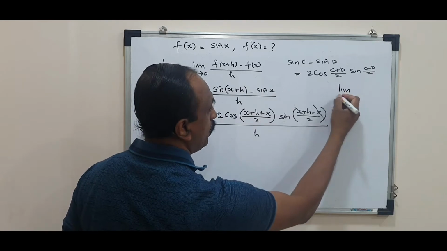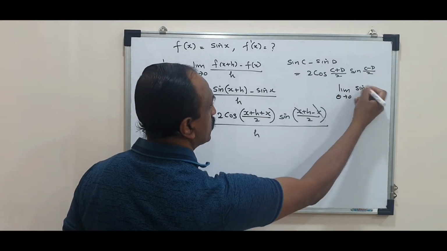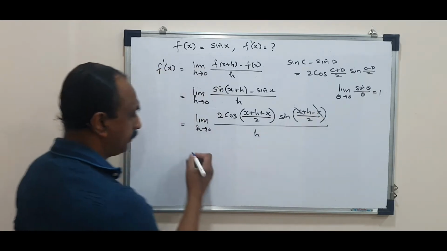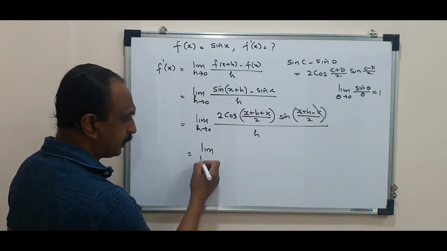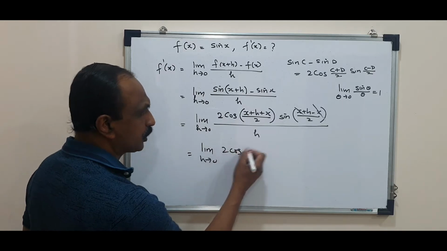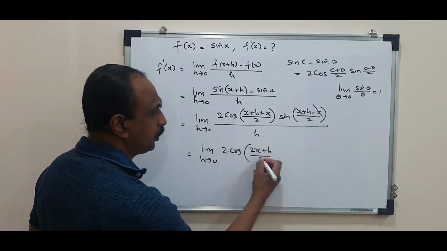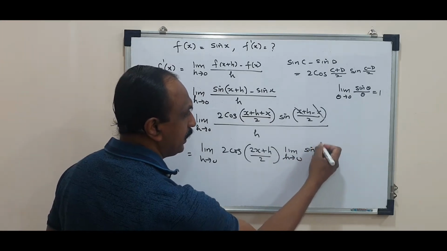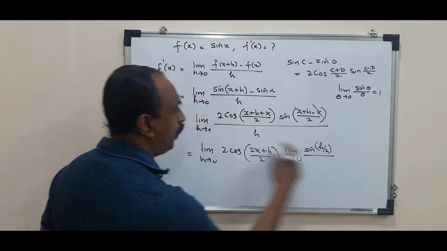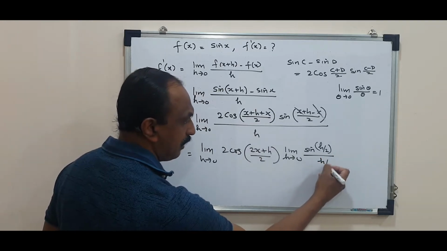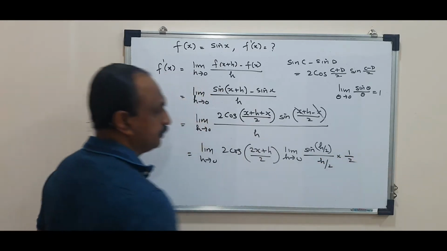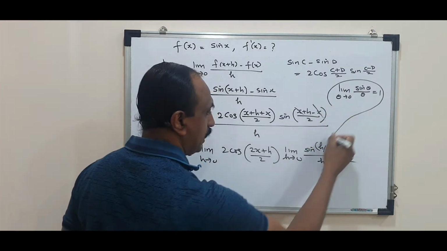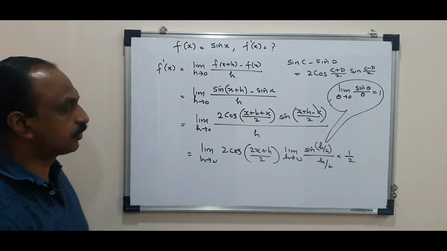What did I say before? Limit theta tending to 0, sin theta upon theta is 1. So we can apply the formula over here. So this became limit h tending to 0, 2 cos of 2x plus h by 2 into limit h tending to 0, sin h by 2 upon h. I will divide by 2 and multiply with 2. Now this became 1 because sin theta upon theta is always 1.